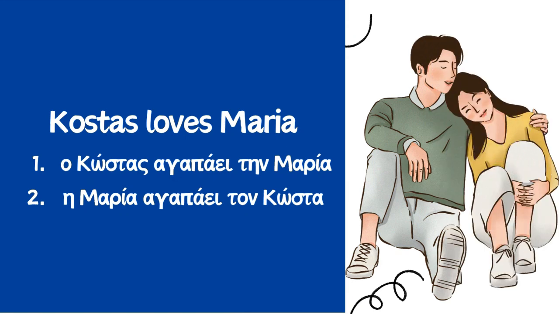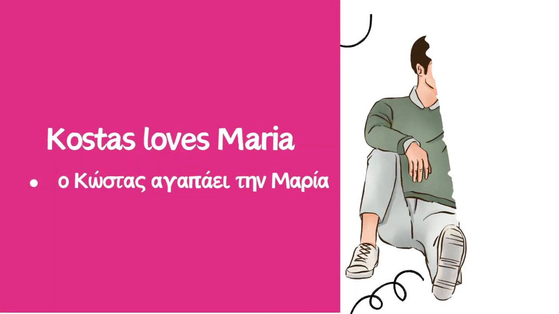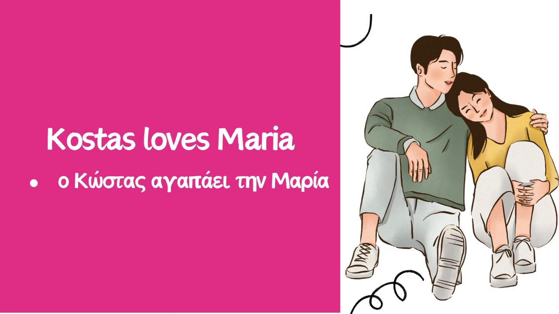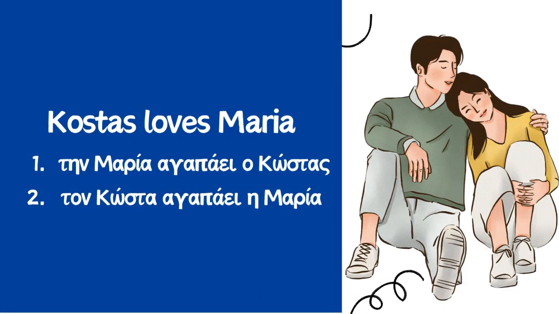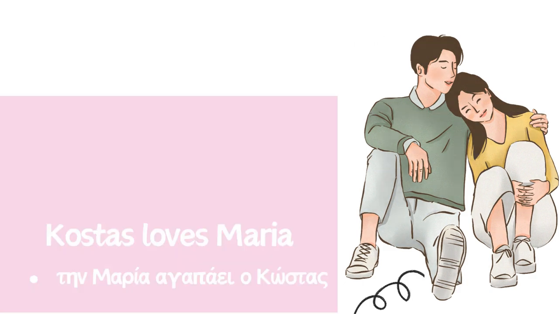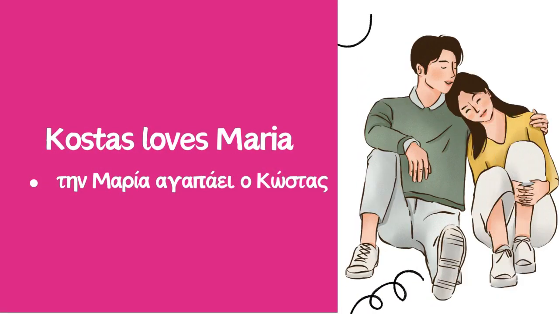The first sentence is Kostas loves Maria. Ο Κώστας αγαπάει την Μαρία or η Μαρία αγαπάει τον Κώστα. The correct answer is ο Κώστας αγαπάει την Μαρία. Kostas loves Maria. Την Μαρία αγαπάει ο Κώστας or τον Κώστα αγαπάει η Μαρία. The correct answer is την Μαρία αγαπάει ο Κώστας.